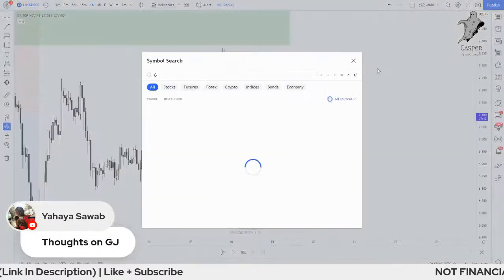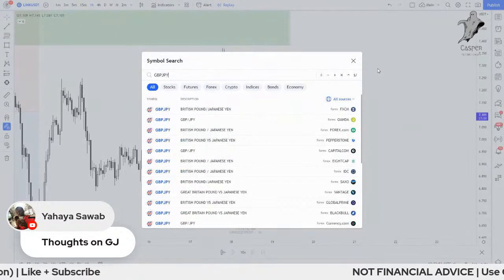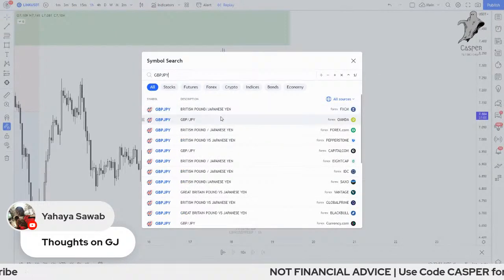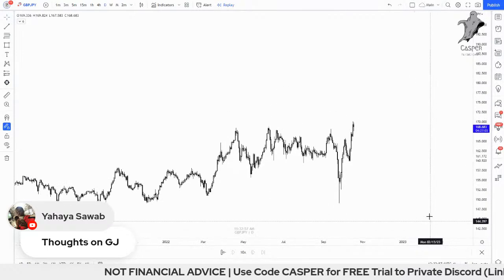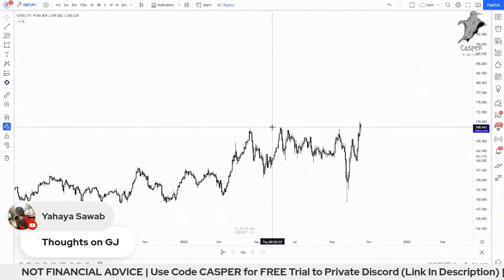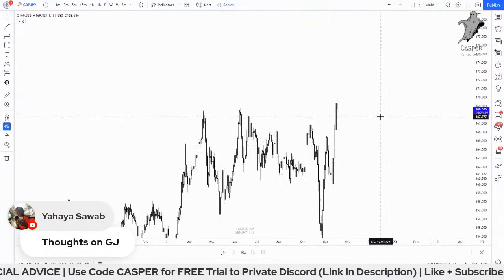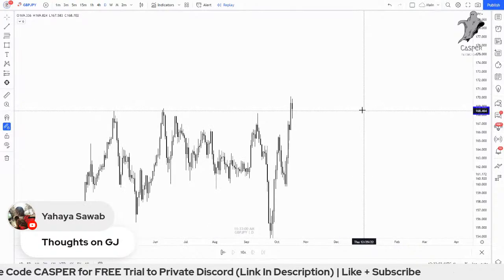GJ, good old GBPJPY. I haven't looked at this chart in weeks. Maybe I have for you guys, but I haven't looked at it in a while. Oh, it finally broke out of this range.